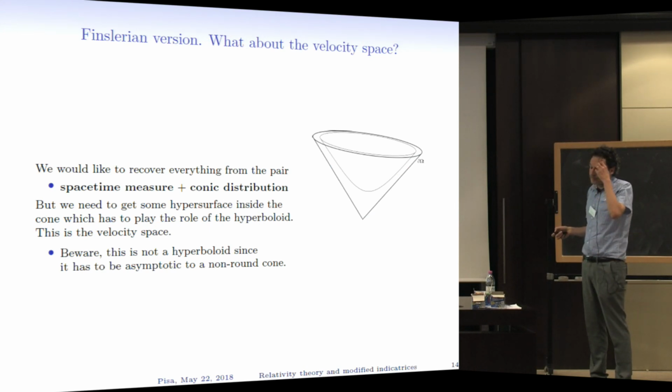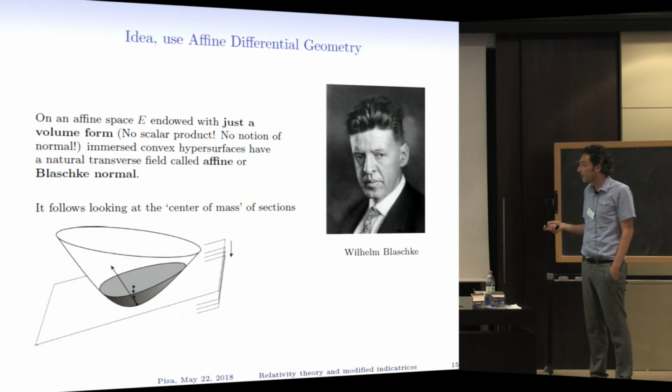So we would like to preserve this property at the Lorentz-Finsler level. That is, we want space-time to be the sum of two ingredients, the space-time measure and the conic distribution. But now there is a problem because we have a cone which is not isotropic. And from there we would like to select a hypersurface inside it, which has to play the role of observer space. And we have so many choices in Finsler geometry. You can choose many hypersurfaces, while we want one. So the idea: we use affine differential geometry.